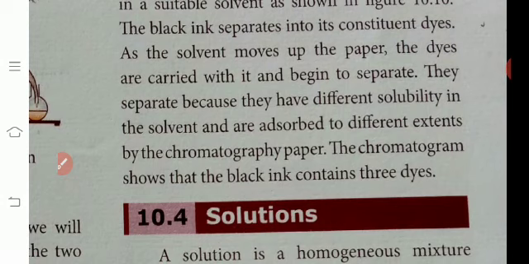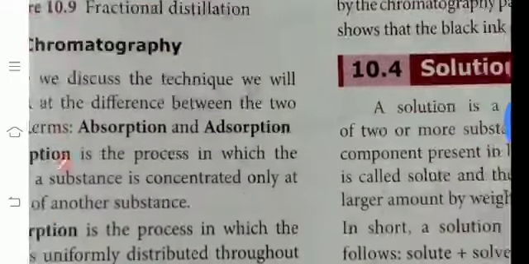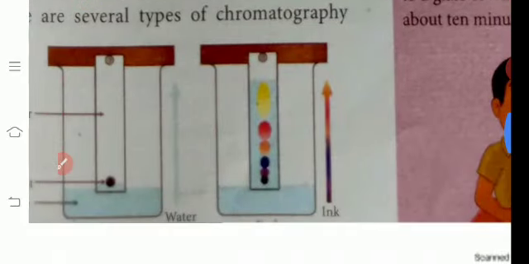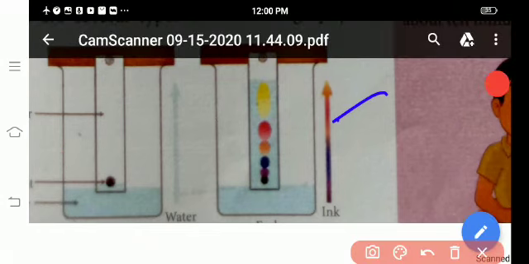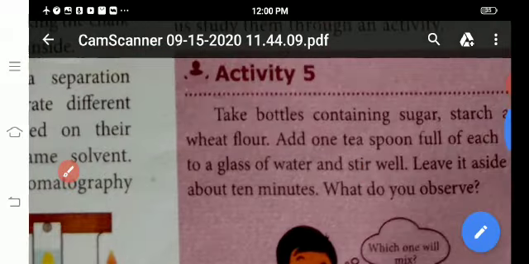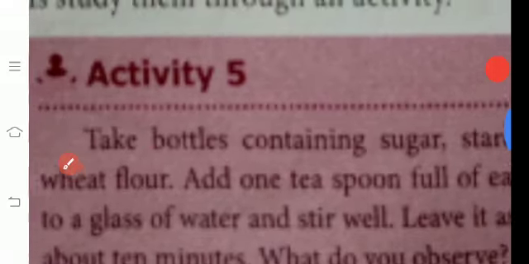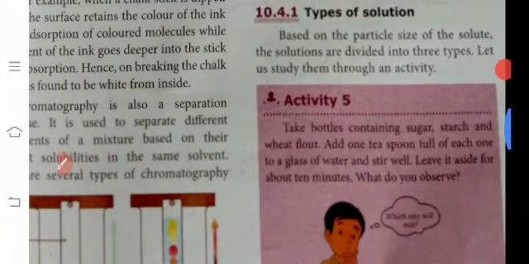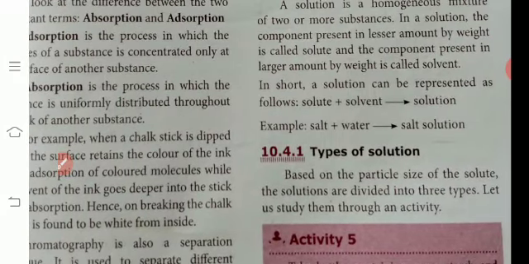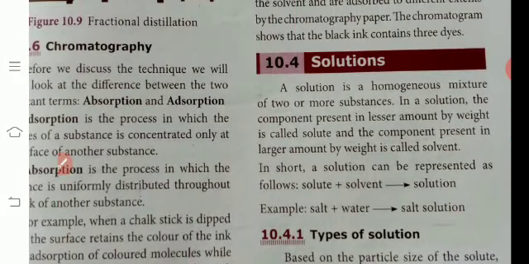The chromatogram shows that the black ink contains 3 dyes. Here see the 3 dyes in the black ink, this one, this one, this one. So that is called paper chromatography.